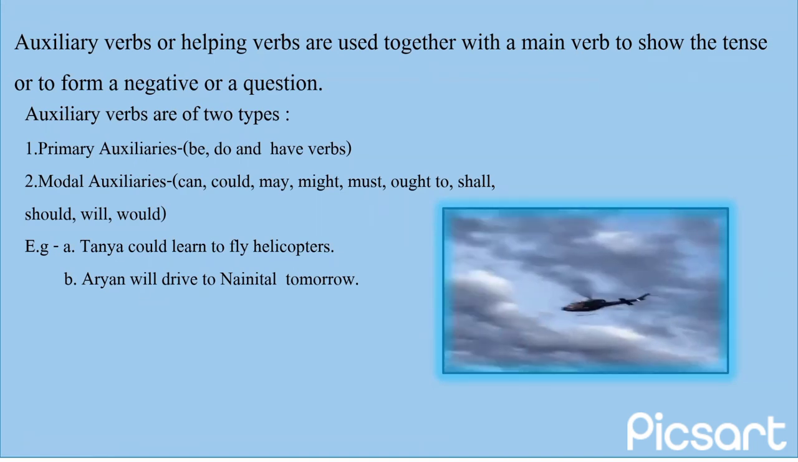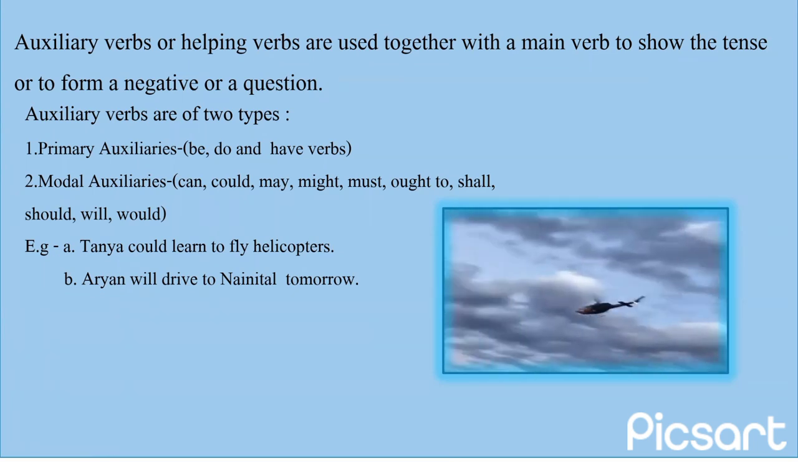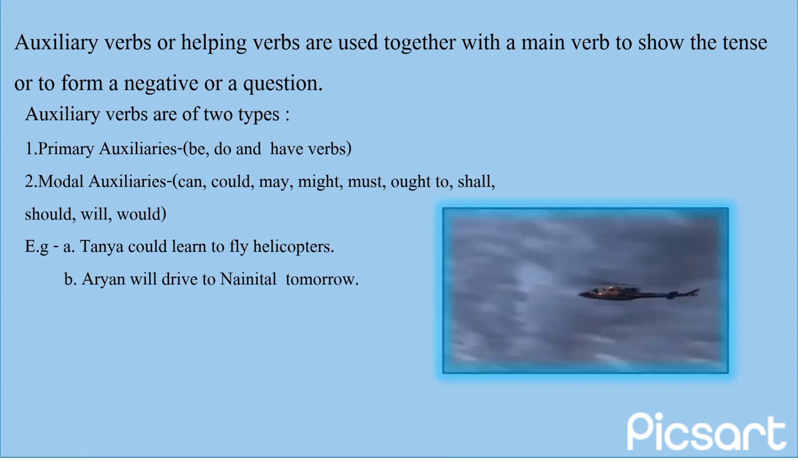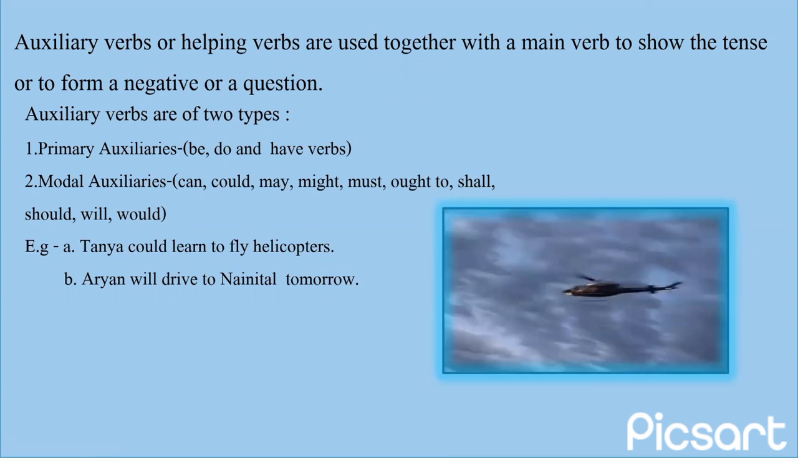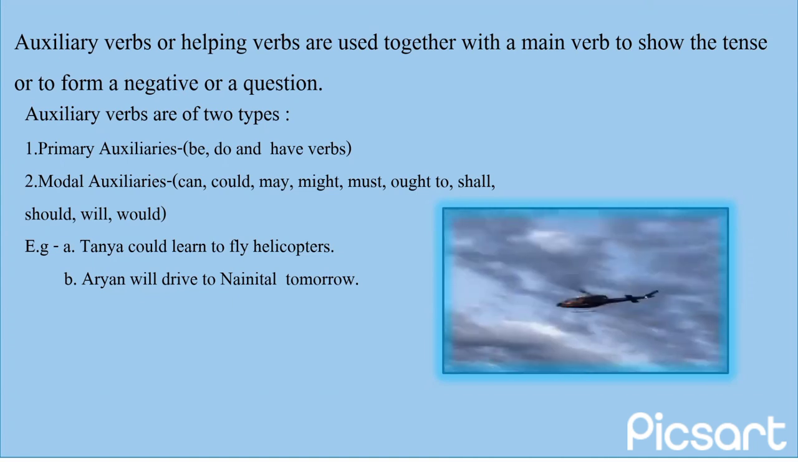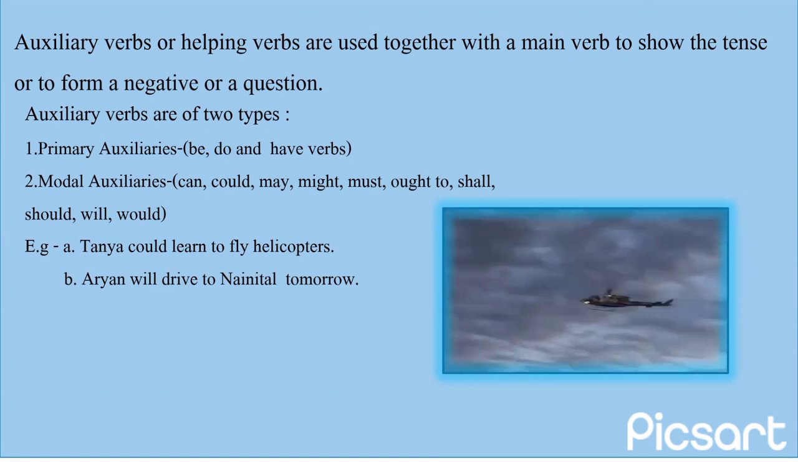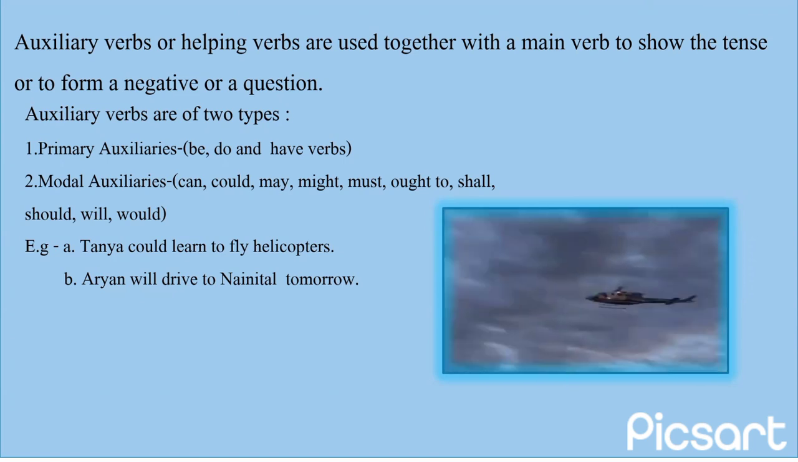Examples: she is reading a book. Is is used to create the present continuous tense. Number 2, they have finished their homework. Have is used to create the present perfect tense. He didn't go to the party. Did is used to create the simple past tense.